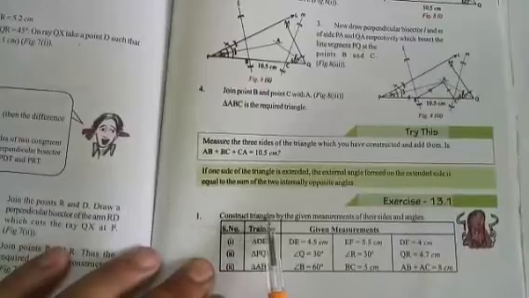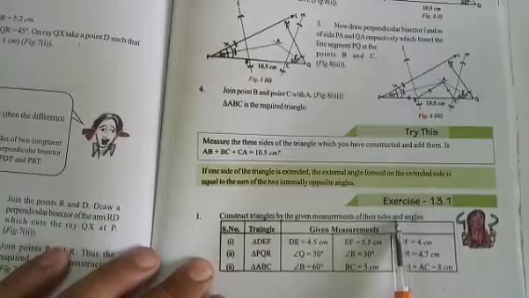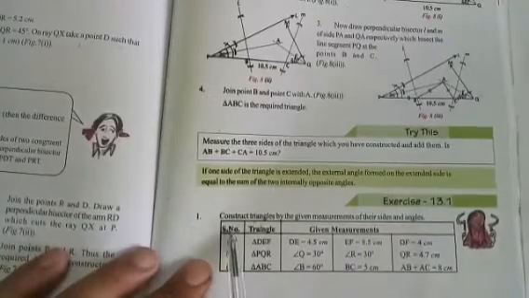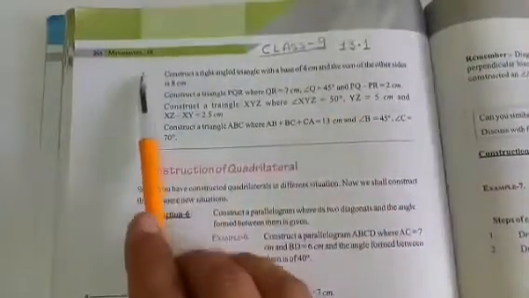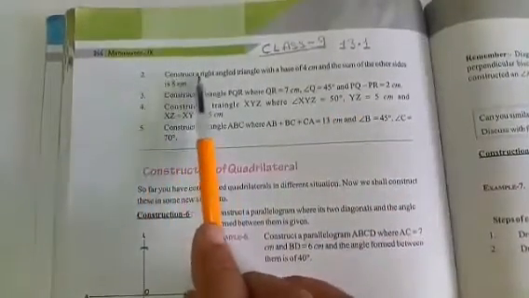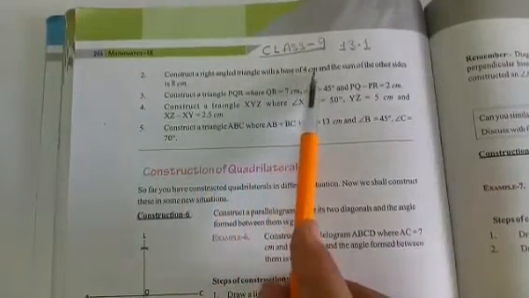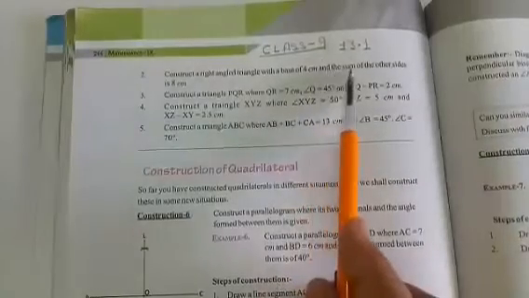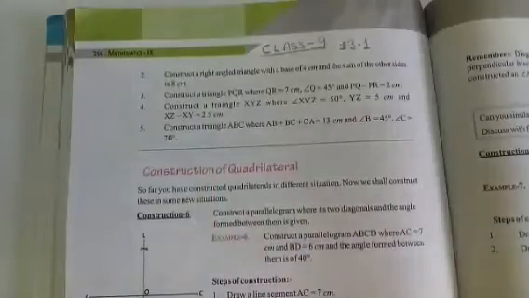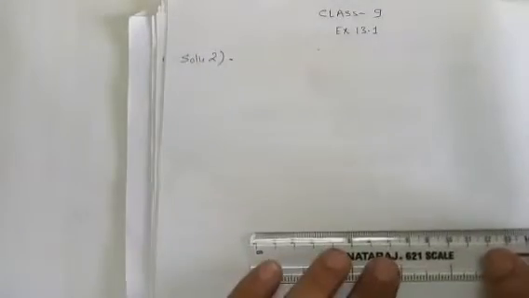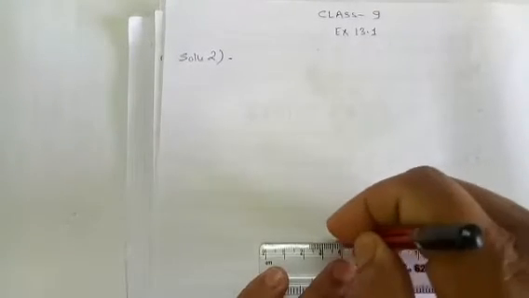The first question: construct a triangle with the given measures of sides and angles. Children, today we will see exercise 13.1, question number 2. Construct a right angled triangle with a base of 4 cm and the sum of the other two sides 8 cm. The base is 4 cm. We will draw a base of 4 cm.